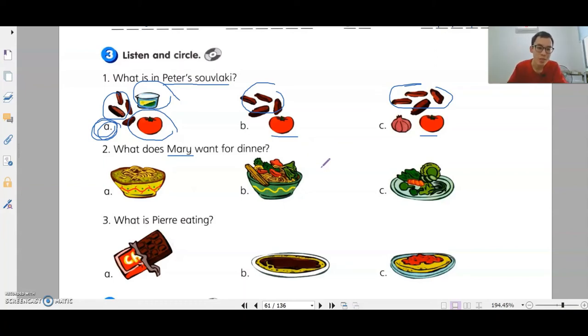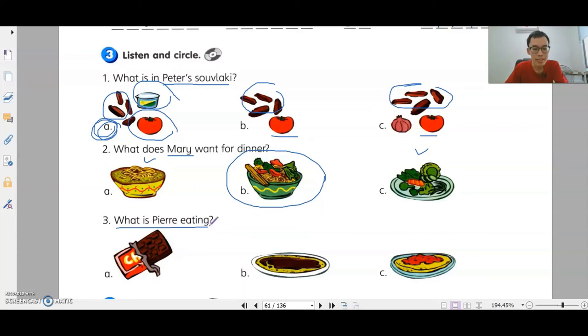Okay, so which one is noodles with vegetables? Here we have noodles. Here we have vegetables. And only this one has noodles and vegetables. So the answer is B. Okay, last one. What is Pierre eating?